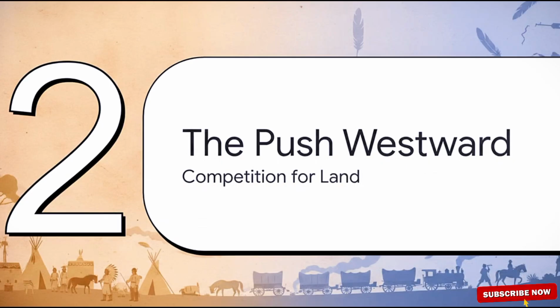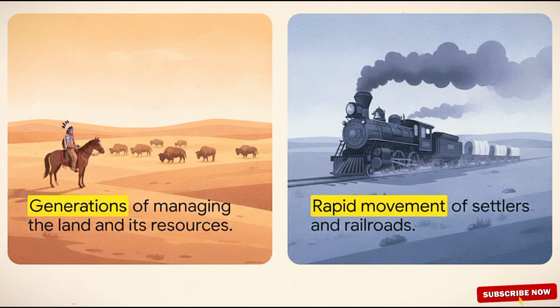Moving right along to Section 2, the push westward and the resulting competition for land. This whole era is defined by a massive core tension. On one side, you have Native nations with generations of managing the land and relying carefully on its natural resources. But on the other side, you have U.S. expansion, which was characterized by a rapid, resource-driven movement of settlers and railroads. This wasn't some gradual mingling of cultures. It was a sharp, sudden competition for the very land that Native communities had called home for hundreds of years.